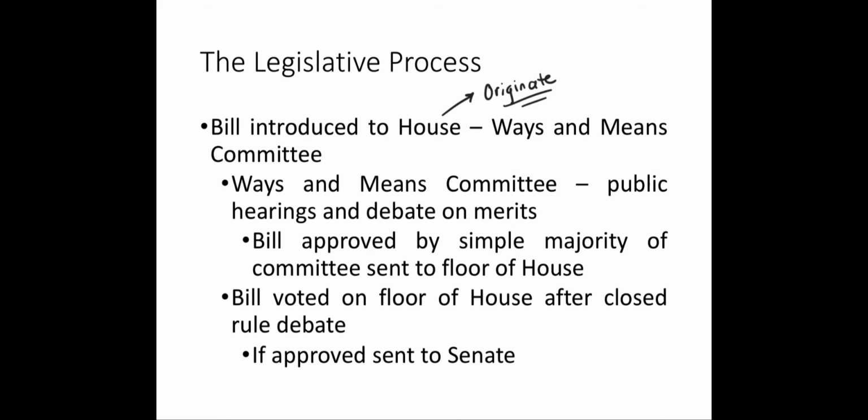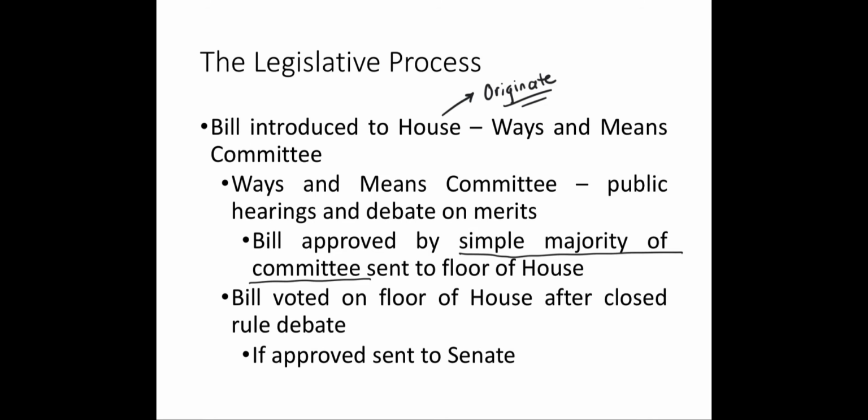So there's going to be lots of public hearings and debates at the House Ways and Means Committee. So it's going to be approved at the House Ways and Means Committee by a simple majority of the committee members. I can't give you a specific number because not all the committee members might be there. They might be absentee. They might be out for various things, depending on the year. Just a simple majority. Then it gets sent to the floor to be voted on.